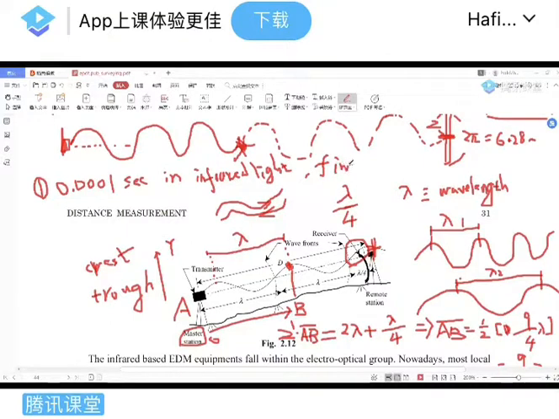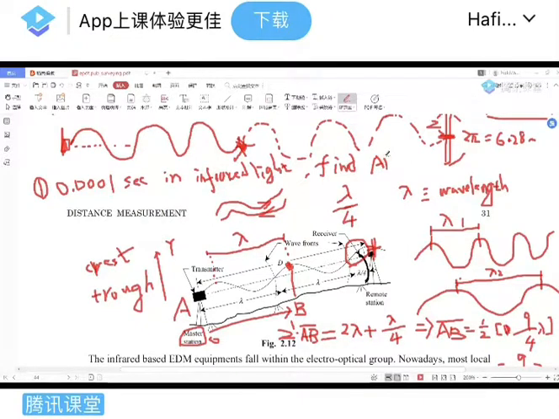I think this is a hard question, but you just need to check all the online information. What's the wavelength of infrared light, and what's the relation between the second and the infrared? So find out AB. Don't forget our purpose is to find out AB.